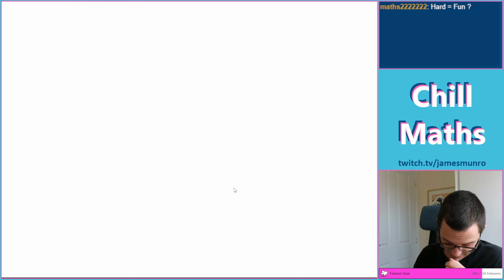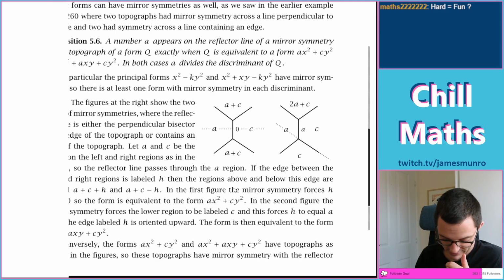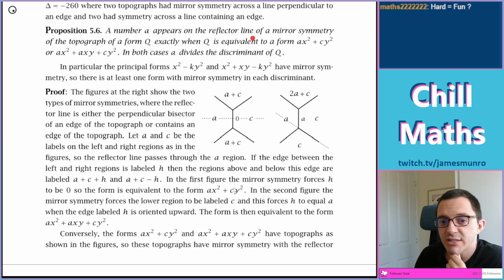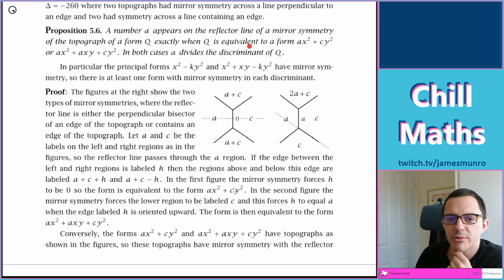Right, proposition 5.6. Let's hope this is good. A number A appears on the reflector line of a mirror symmetry of the topograph of a form Q exactly, oh my goodness, exactly when Q is equivalent to a form x squared plus cy squared, or that, in both cases A divides the discriminant of Q. Yes, it does in that case. This bit's easy. You just work out the discriminant. In particular, the principal forms like this have mirror symmetry, so there's at least one form with mirror symmetry in each discriminant.